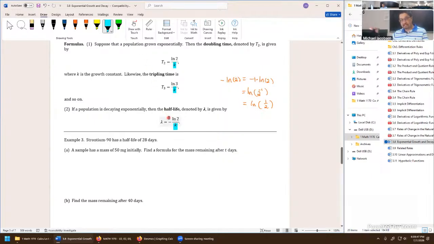And for doing half-life, this is the more standard way to write down the formula. You would get that formula there. But there's really two formulas altogether for every one of these.